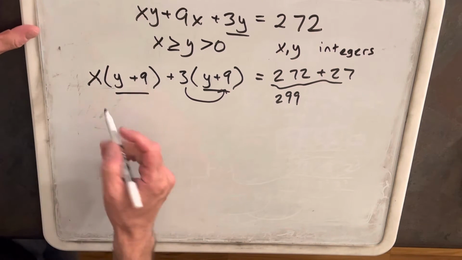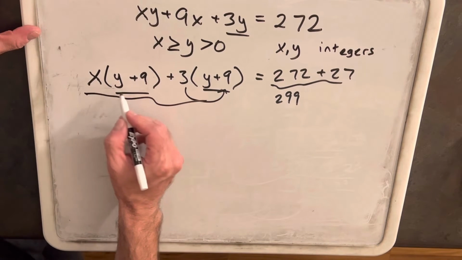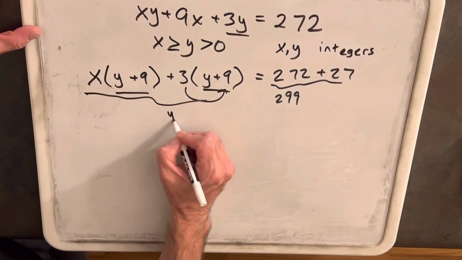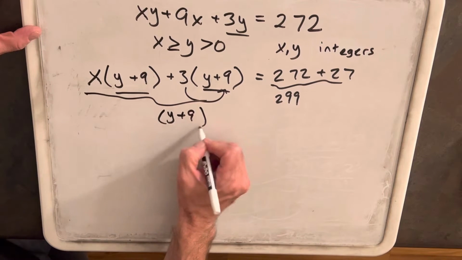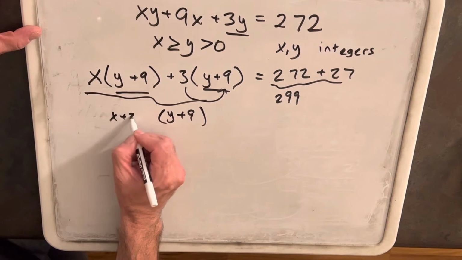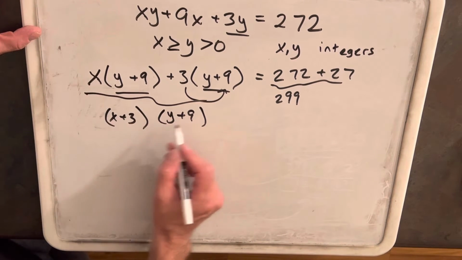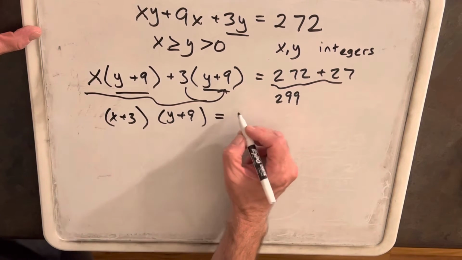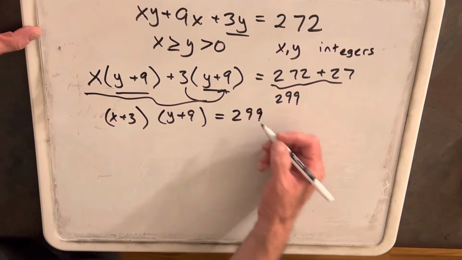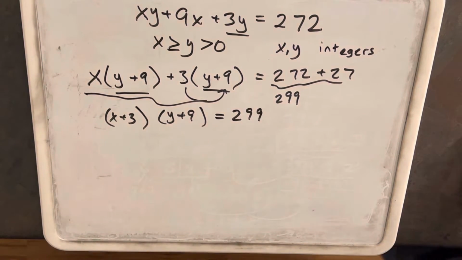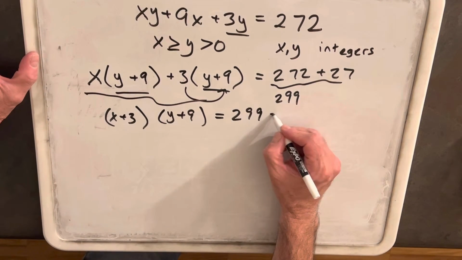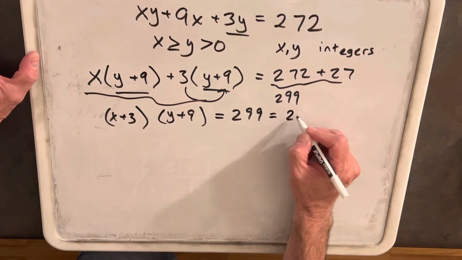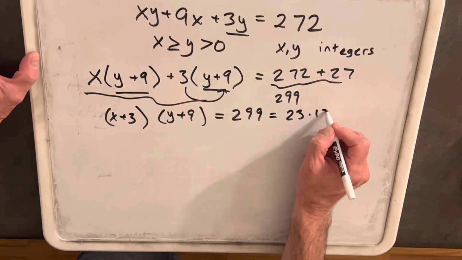Now this is actually factoring by grouping. We have a common term, y plus 9, so we can separate that out. And then we have an x plus 3. And so now we have a nice factorization, and this will equal 299. Now for 299, I'm just going to tell you what the prime factorization of that is. It's going to be 23 times 13.